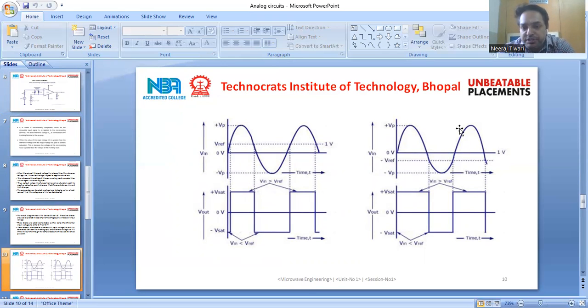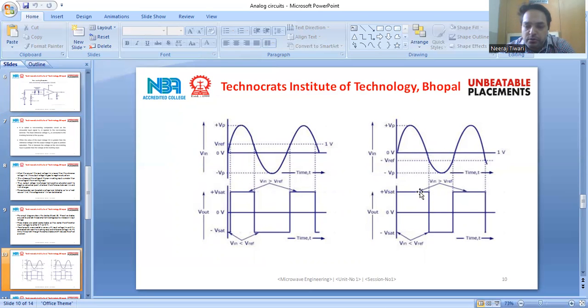And if we talk about this diagram, actually this diagram has been taken for the case when the reference voltage is negative. So clearly you can see the reference voltage is negative here. It's a negative voltage taken here. Now if you draw the output diagram, as you know the output changes from plus Vsat to minus Vsat, and this type of waveform you will get when you have a negative reference voltage.